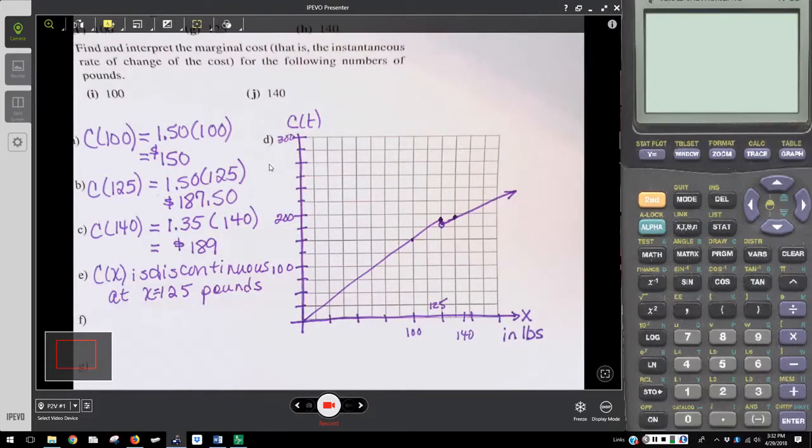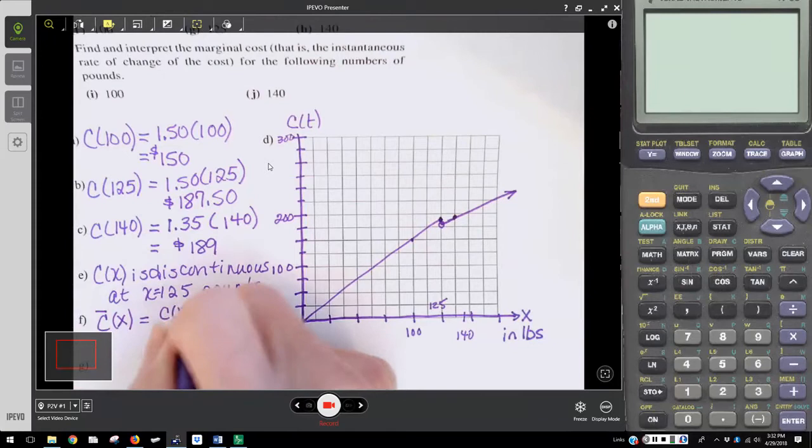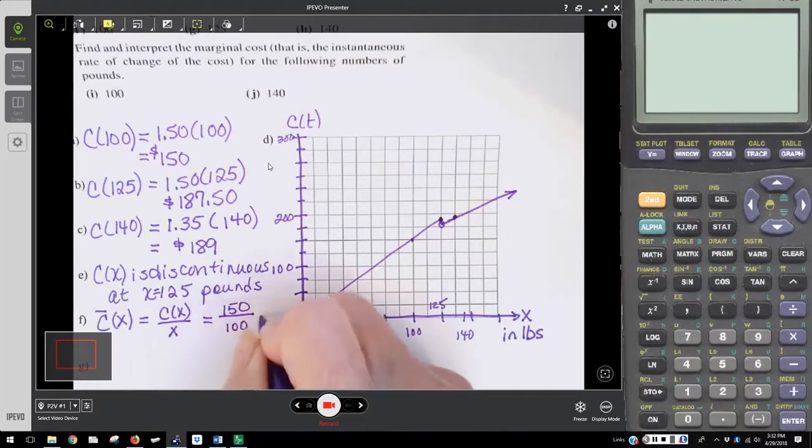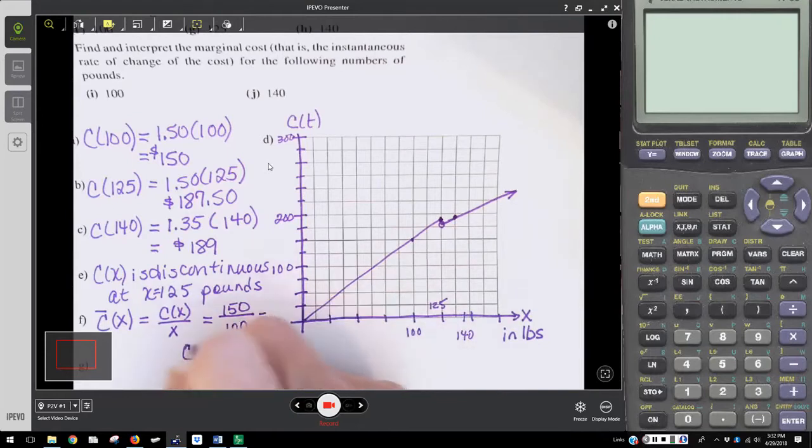And then part F asks you to find the average cost per pound. C average of X is C of X over X. And it says find the average cost of 100 pounds. Well, the total cost of 100 pounds was 150, divided by X is 100. And it shouldn't surprise you then that the average cost for 100 pounds is $1.50, because that is what it should cost per pound. This is a linear function. The rate of change and the average remains constant.